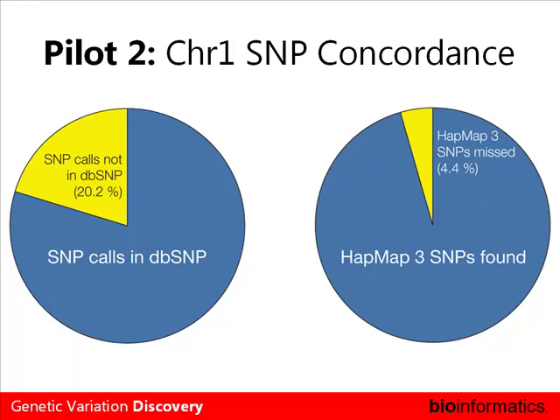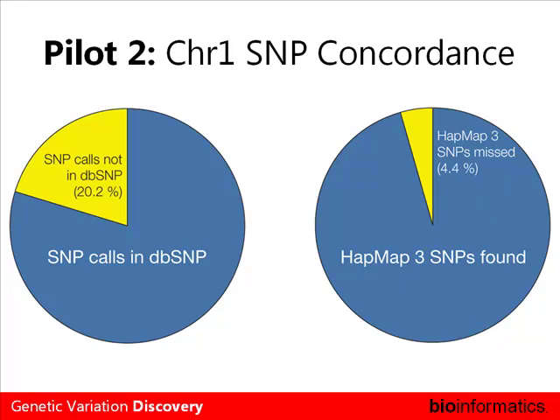are not already in dbSNP, then that might be a sign that you have a lot of false positives. So it's basically a proxy for seeing how many false positives you might have. HapMap 3, on the other hand, you have a lot fewer samples, and they're actually genotyped for the actual samples we're looking at. And so if you're missing anything from those samples, it's kind of a proxy for false negatives.